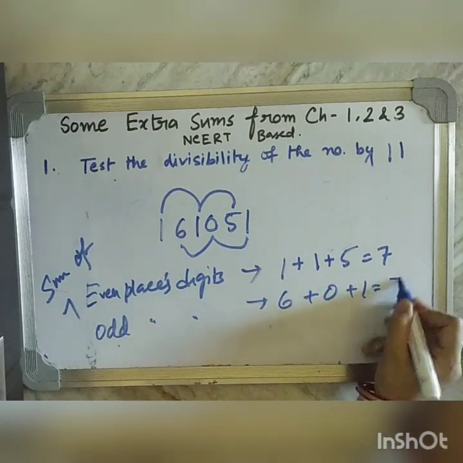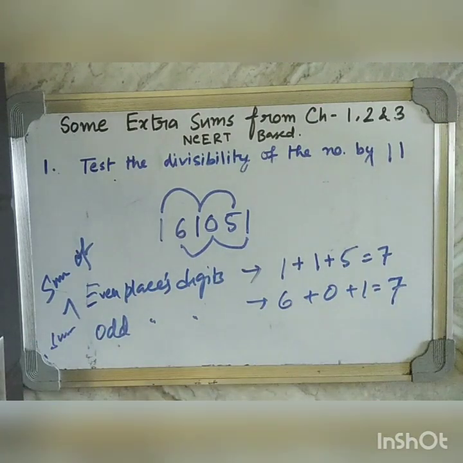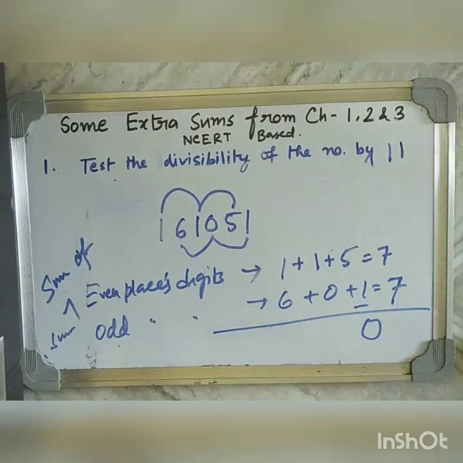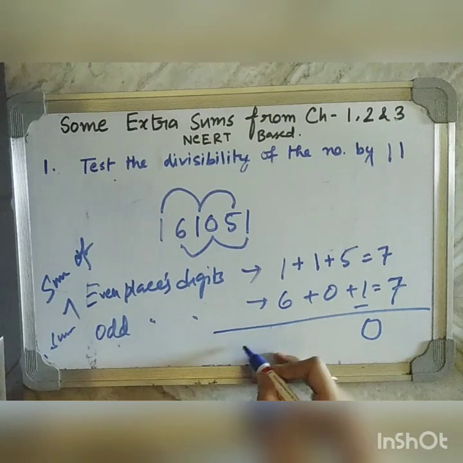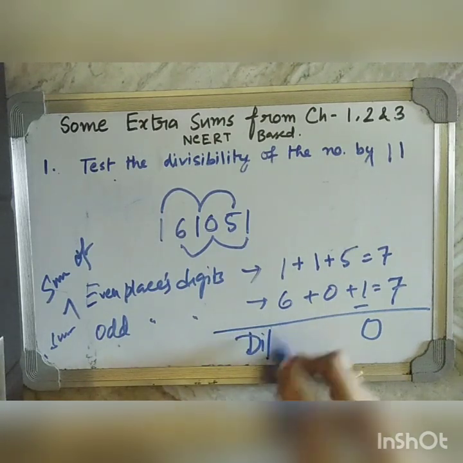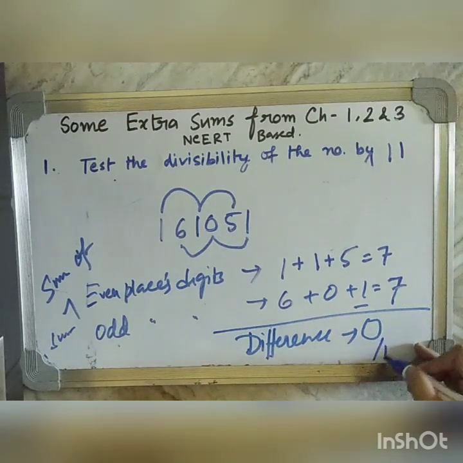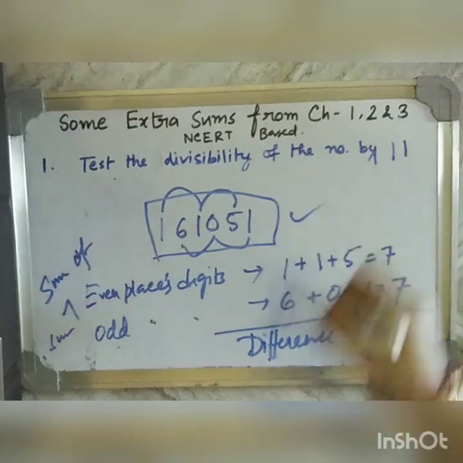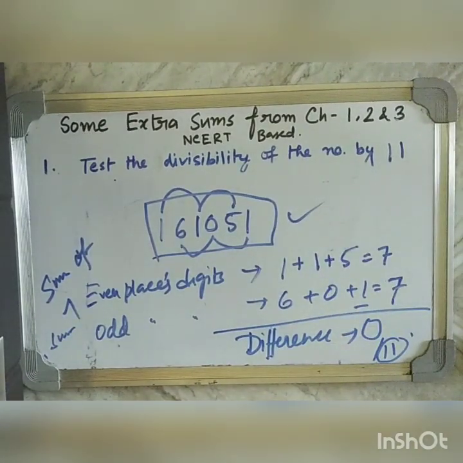0, 1, and the sum we have to again find. The sum is getting 7. Now we have to subtract these two numbers. We are getting 0. If this difference is either 0 or 11, then we can say that whatever number is given for the divisibility by 11, the number will be divisible by 11.